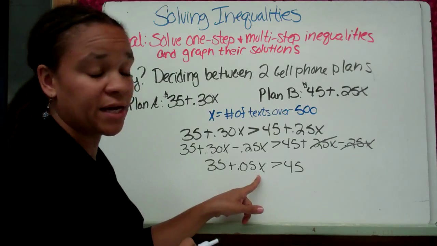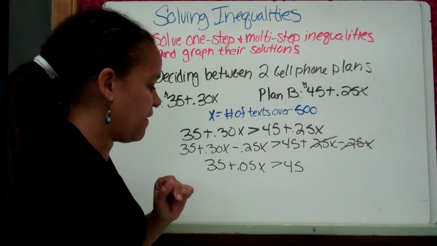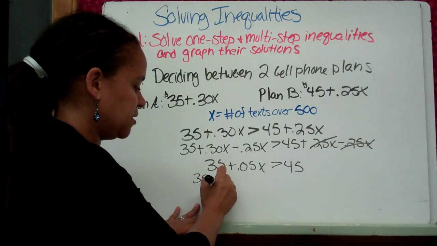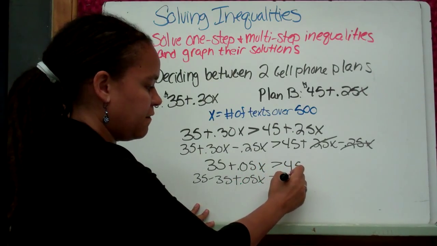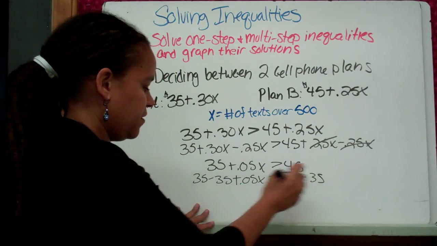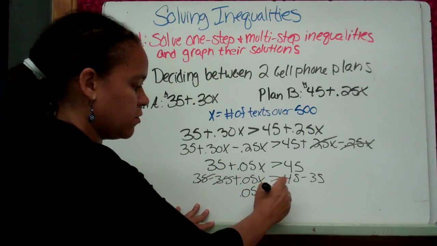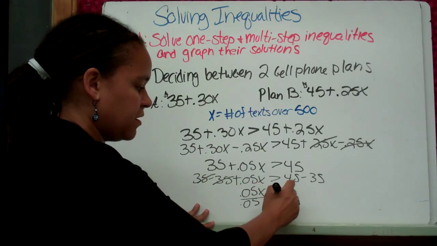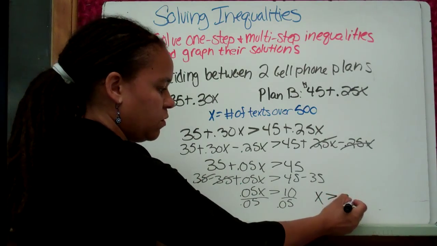All right, I'm trying to get x by itself, so I need to get rid of the 35. So let's subtract 35 from both sides. So we have 35 minus 35 plus 0.05x greater than 45 minus 35. These cancel each other out. 0.05x is greater than 10. Let's divide by 0.05. X is going to be greater than 200.